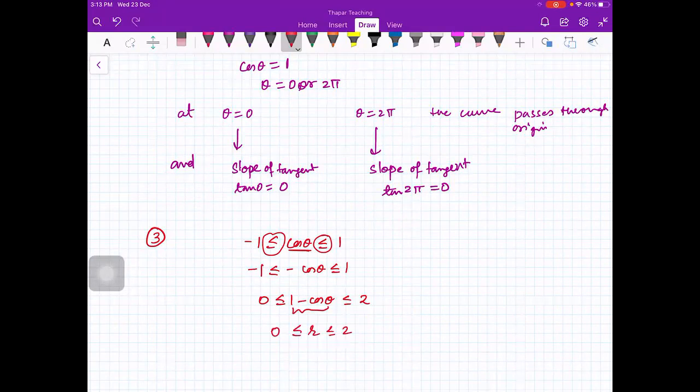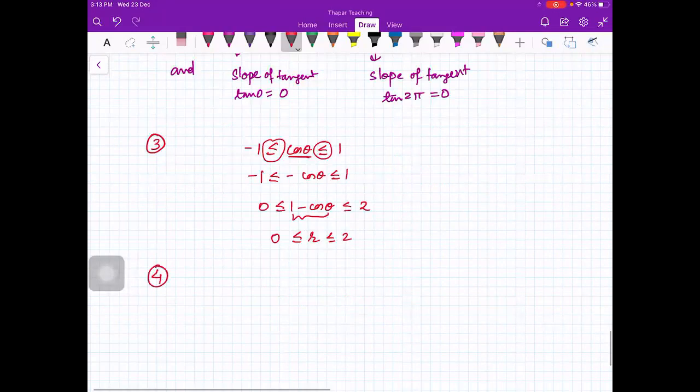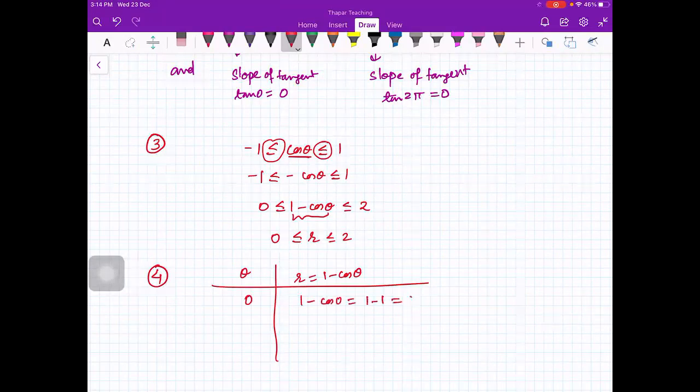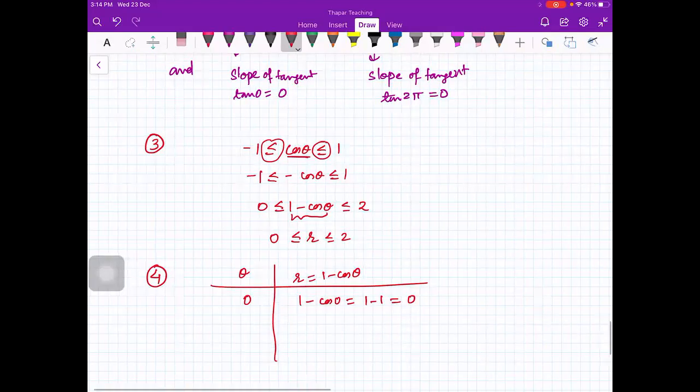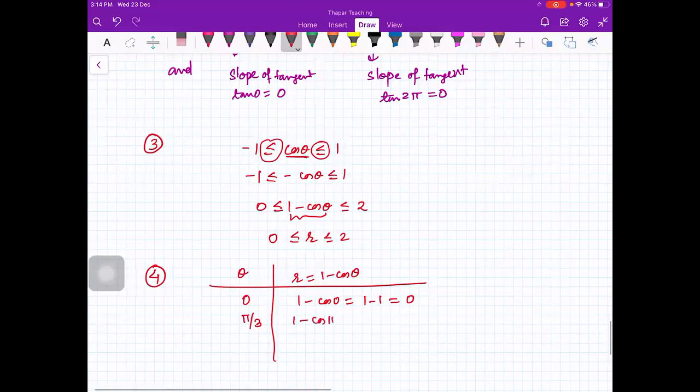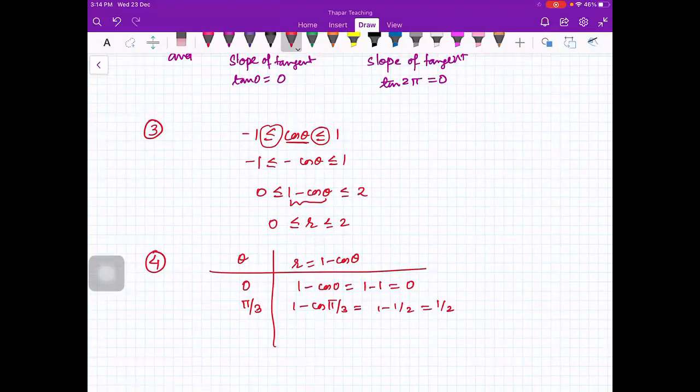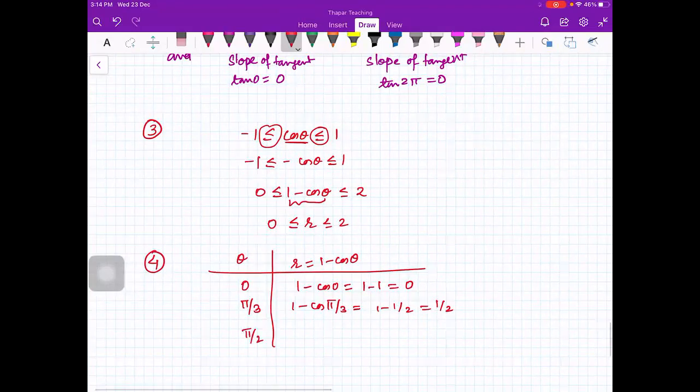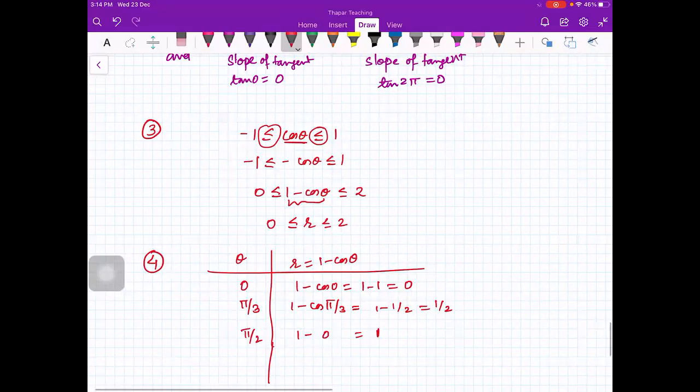Okay. Now the fourth point is, you will take some points. It's your choice what you want to take. I am taking theta, and here r will be 1 minus cos theta. I am taking theta equal to 0, and I will get 1 minus cos 0, which is 1 minus 1, that is 0. Then I'm taking theta equal to pi by 3: 1 minus cos pi by 3, you can check it, 1 minus half, this is half. And then I'm taking theta equal to pi by 2: 1 minus cos pi by 2, which is 1 minus 0, this is 1. Can you tell me up to what theta I should take? Anybody?